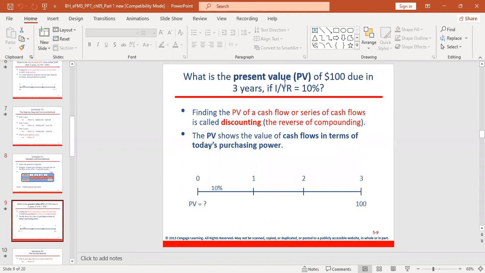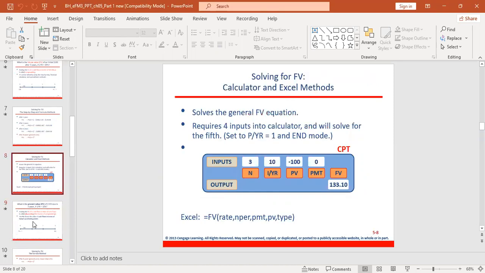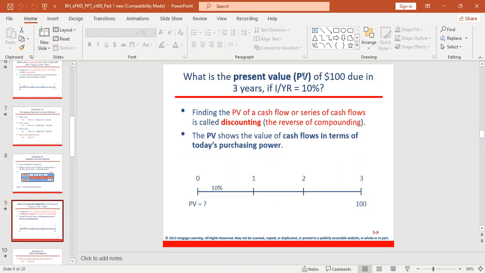Okay, what is the present value of $100 due in 3 years if interest per year equals 10%? So we've already solved the problem of future value. Now I want to solve the problem of present value. Present value means today, now. Look at the timeline. For the present value of the lump sum, this amount is at the end of the third year. So we want to know the present value of this amount today. So you can see where the PV is. So we are finding PV.